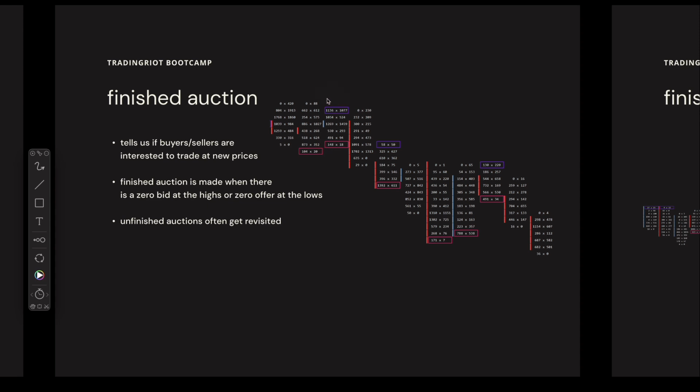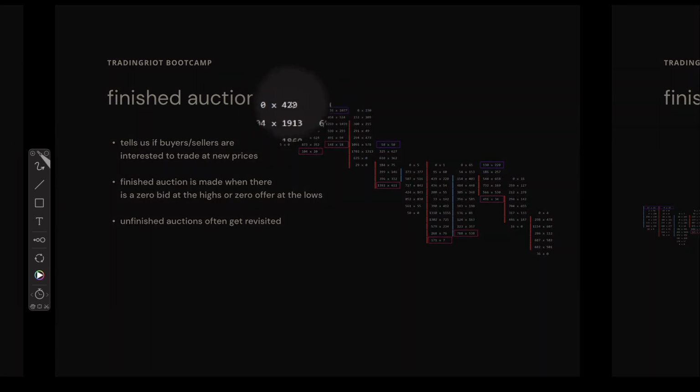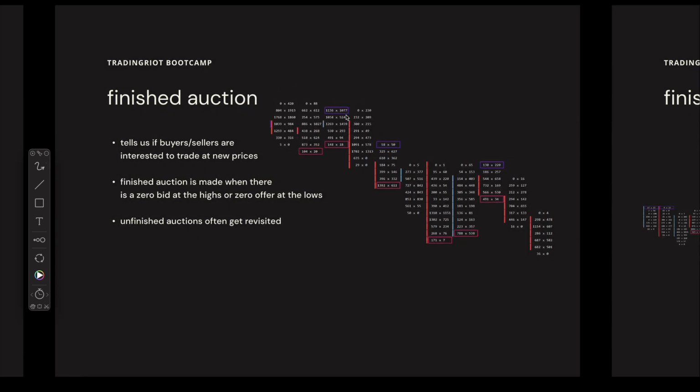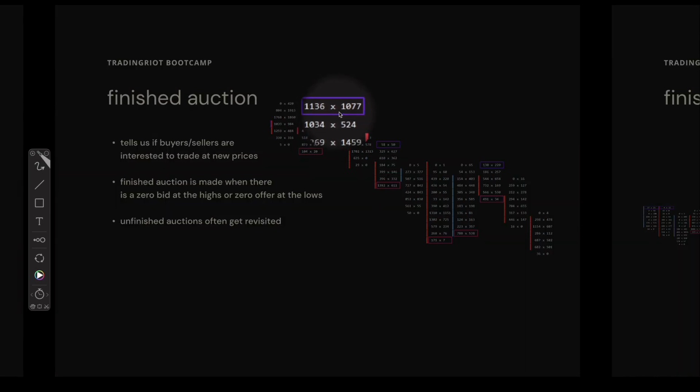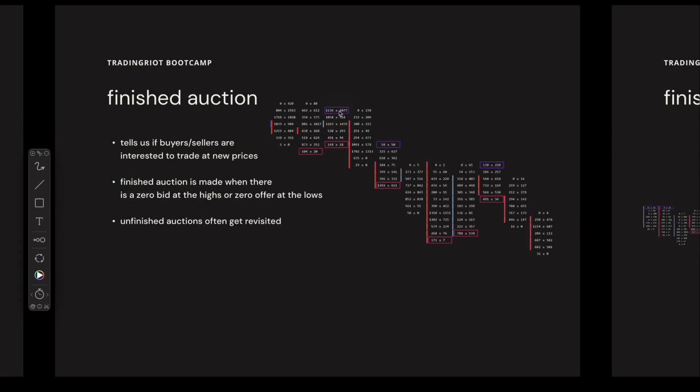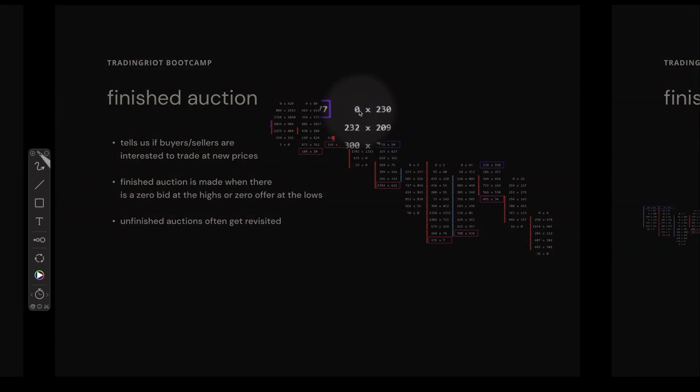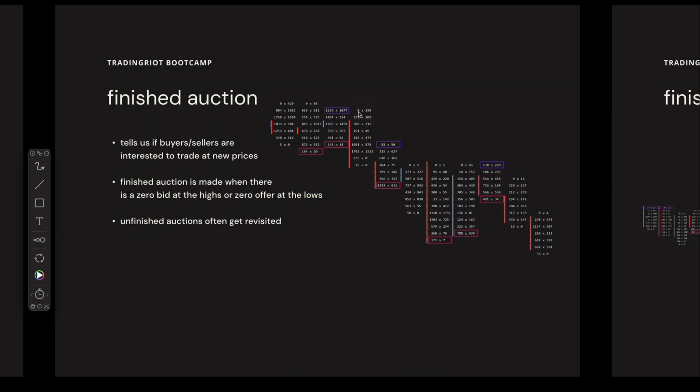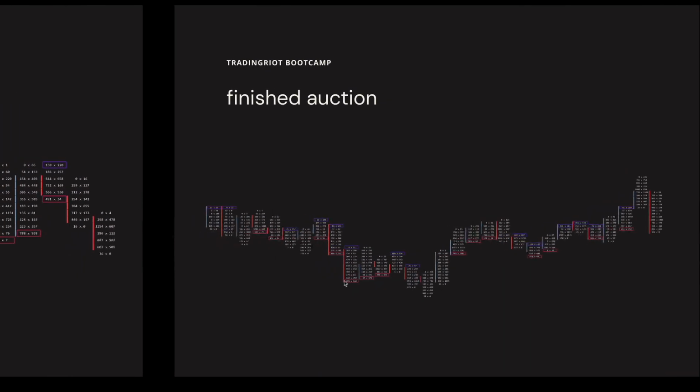Unfinished and finished auctions are often signals of reversals. Okay, you have the market pull back, making this unfinished auction. So this is something that's telling us that we might see this price revisited. Market trades there once again, 0 to 230, but no interest in pushing higher, and market will roll over. Okay, one more example of finished and unfinished auctions.